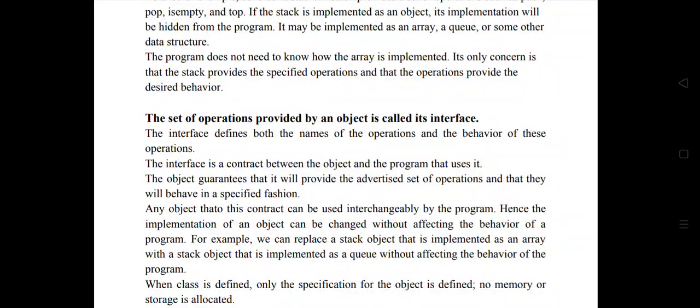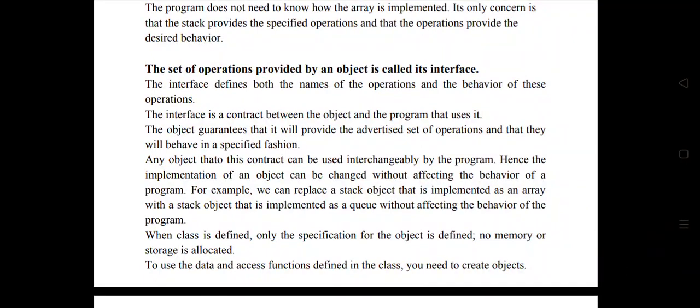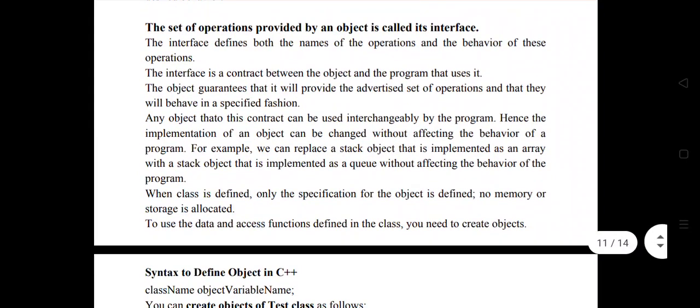Okay, so the set of operations provided by the object is called its interface, and the interface defines both the name of the operations and the behavior of these operations. The interface is a contract between the object and the program that uses it. So we have seen interfaces in the previous video.